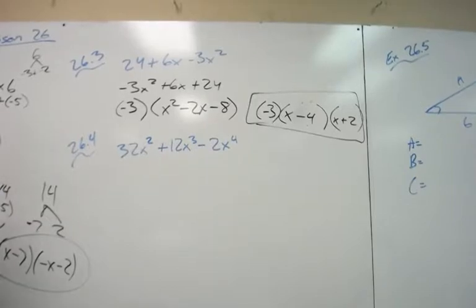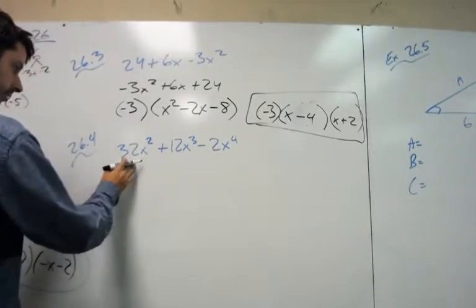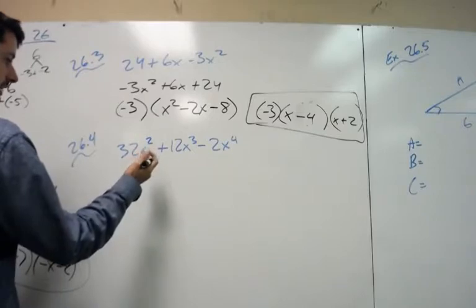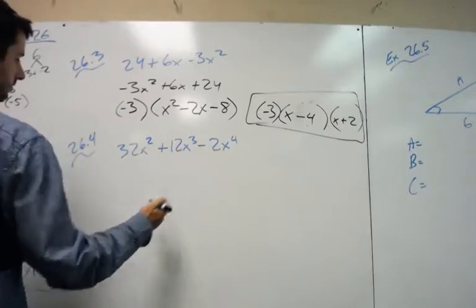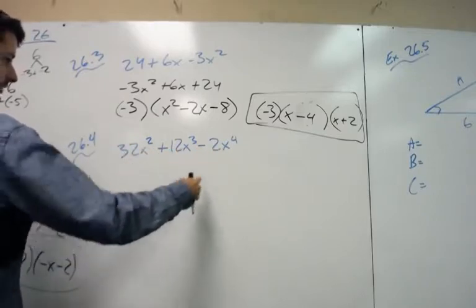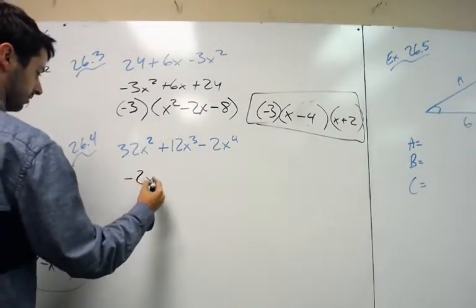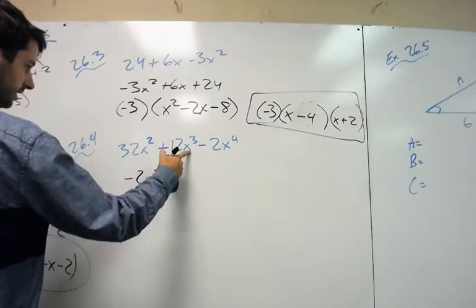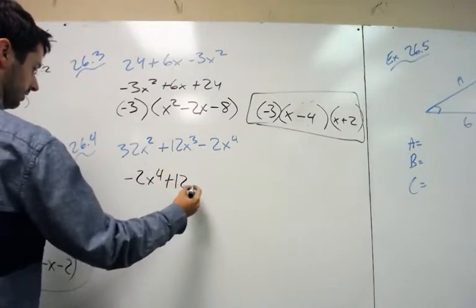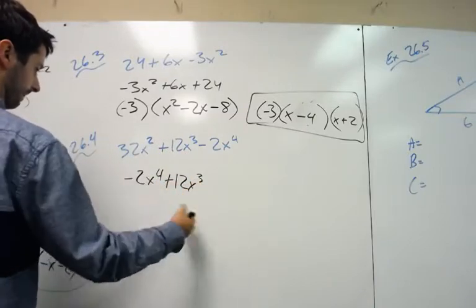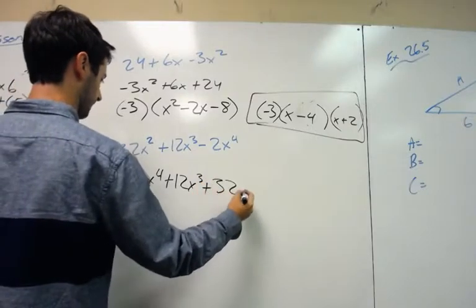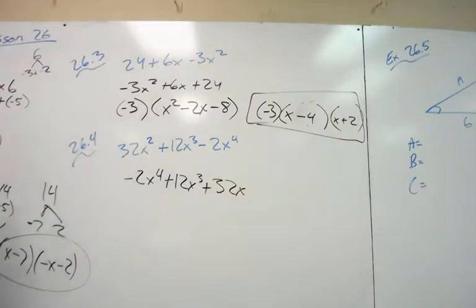Last example, 26.4. Once again, rearrange it now. These all have x squared or higher. So what you've got to do is find the highest one, x to the 4th. Negative 2x to the 4th. What's the next highest exponent? 12x cubed plus 32x. And so now we've got it in our proper form, 32x squared.